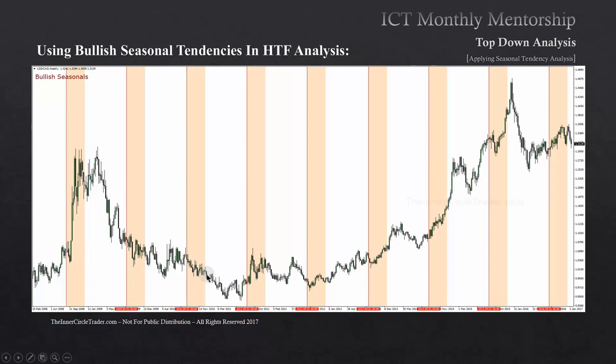Now I'm going to ask you a question. Look at these last 2 years. What was the underlying price direction on the weekly chart? Was it bullish or bearish?